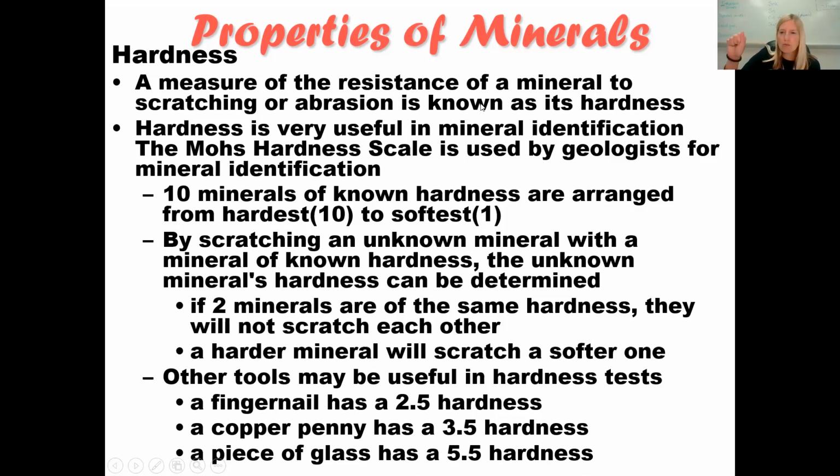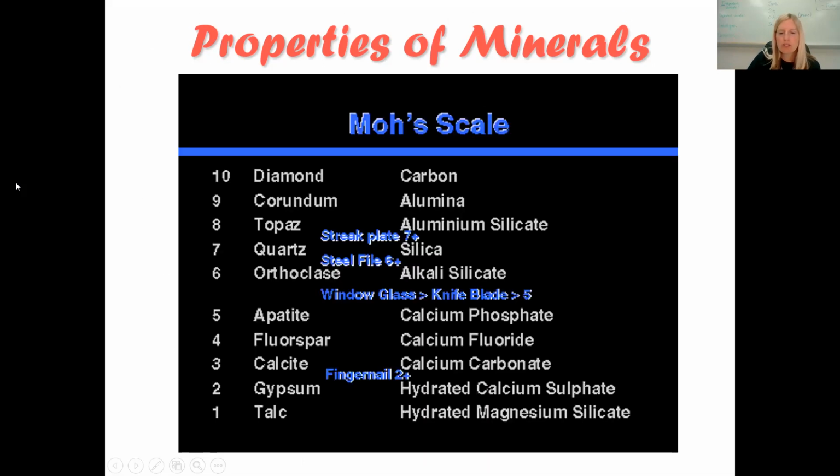So if I can scratch a mineral with my fingernail, I know it has a hardness that's less than 2.5, because fingernails have a hardness of 2.5. Or maybe I can't scratch it with my fingernail, but it does scratch this little piece of copper. So now I know it's somewhere between 2.5 and 3.5. So we're going to have kind of a range for the hardness. So there's just an example there.